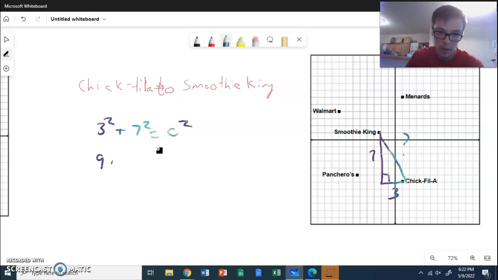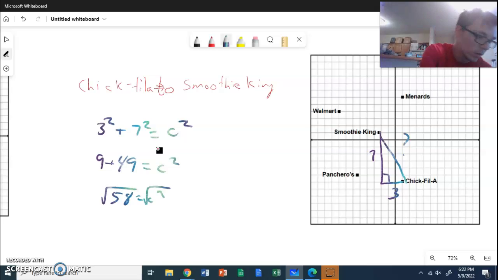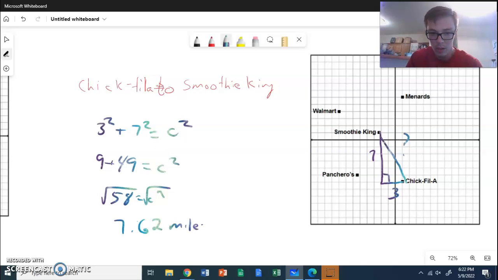So 3 squared is 9 plus 7 squared is 49, and that equals c squared. That's 58 equals c squared. And remember, this is still one line is 1 mile, which I should have said that, but the square root of 58 is 7.62 rounded correctly. So you should have got 7.62 miles, okay, because each line was 1 mile. We would keep the same thing.